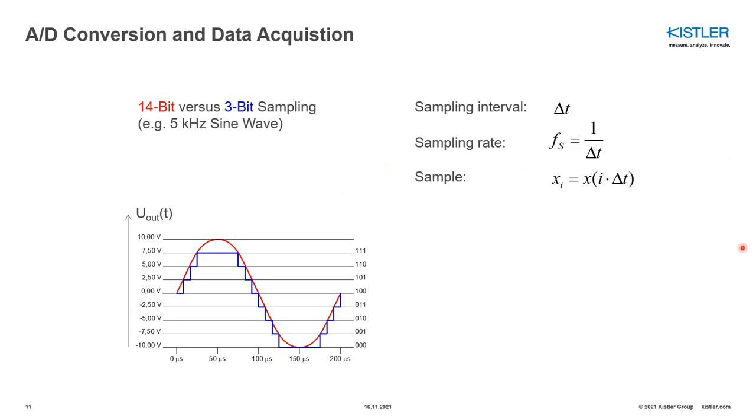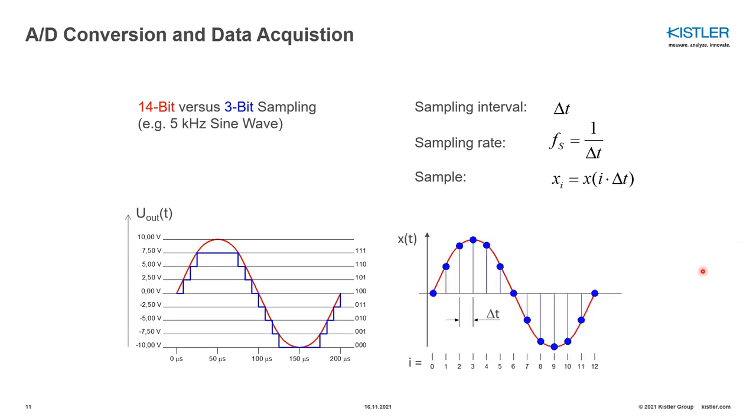If you now talk about the sampling interval, as I said before, the sampling interval is the time that passes between two sampling points, and the inversion of it, of course, is the sampling frequency. As you can see here, the red curve is the true signal, and the blue dots are my sampling. So of course, if you increase the number of blue dots here, you will also get a better resolution.